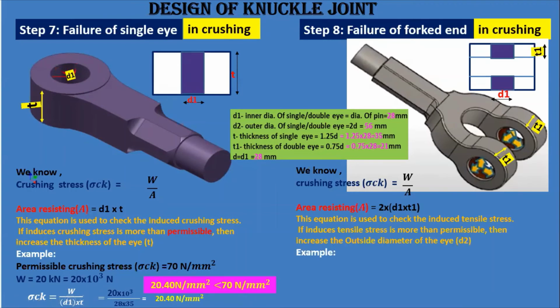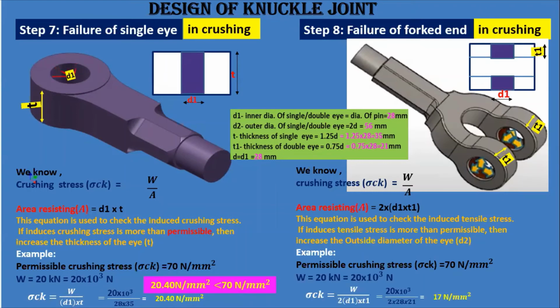Now we'll see that example. The same crushing stress, load we have taken. Now we'll find the value. When I substitute the value in the crushing stress, same 2, D1 is 28 and T1 is 21. I substitute the value of 21, and I get 17 Newton per square millimeter.